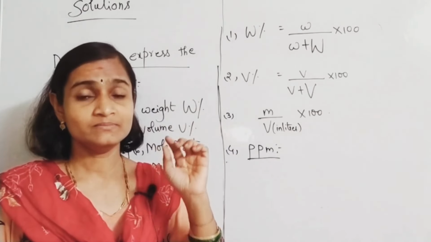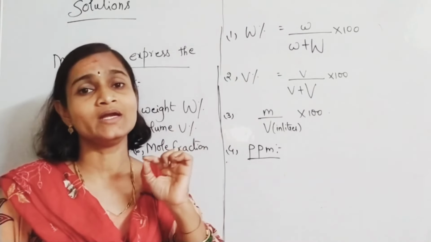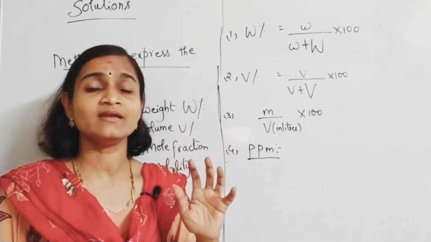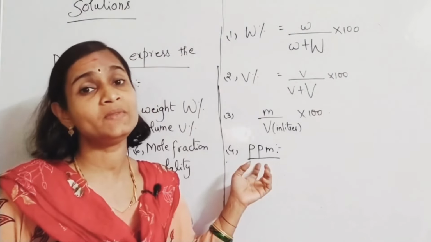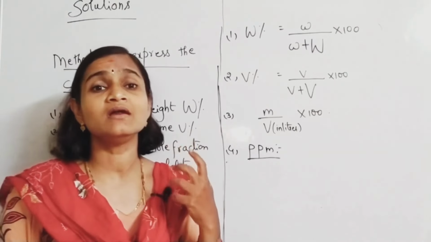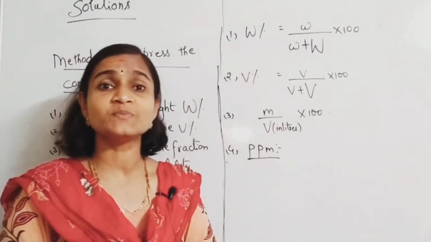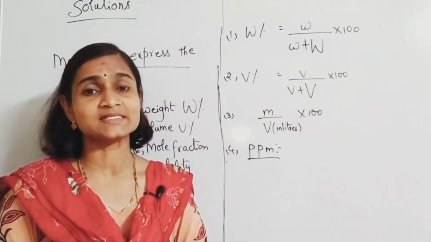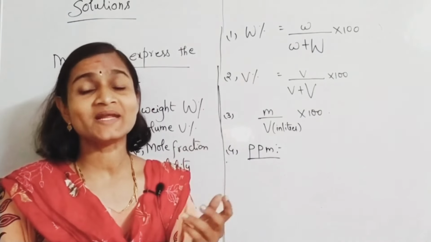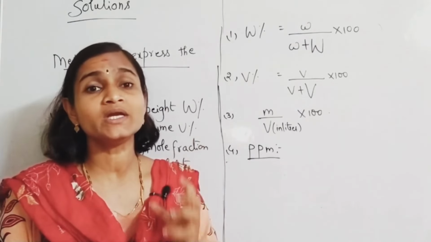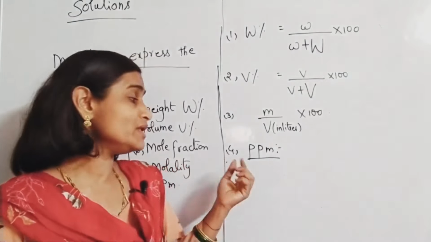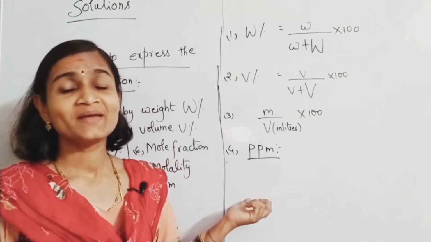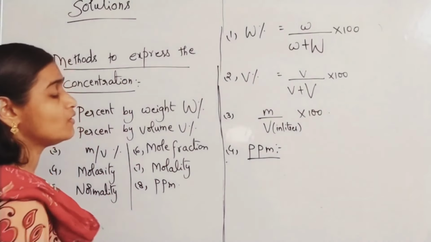If salts are present in very small quantities, then the concentration of such salts dissolved in seawater can be measured with the help of ppm. Or you can even measure how much pollution is present in the atmosphere. The atmosphere is filled with many pollutant gases, but if they are present in traces, very small quantity, then you will use the concentration term called ppm, parts per million.